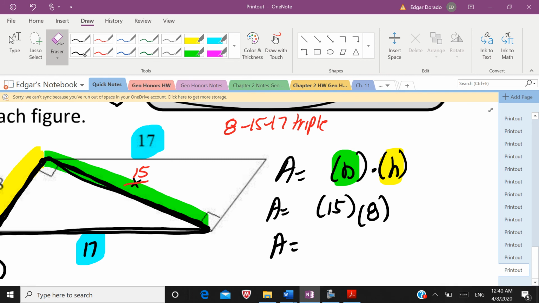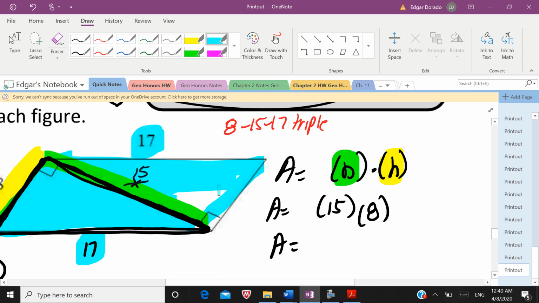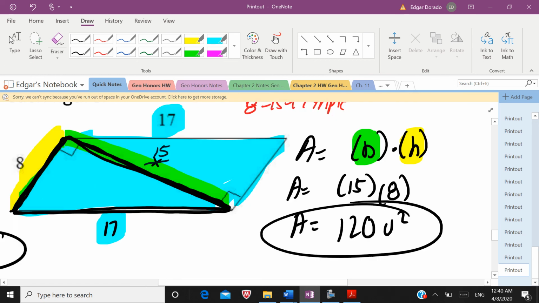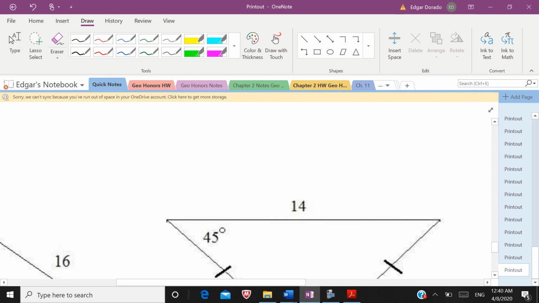Sorry about that. Now, technically, I'm not all the way wrong. 1/2 base times height would be the area of this triangle, but I have 2 of them, so I don't need 1/2. I need a full one. Okay? So that would be base times height. So in this case, that would be 120 units squared.